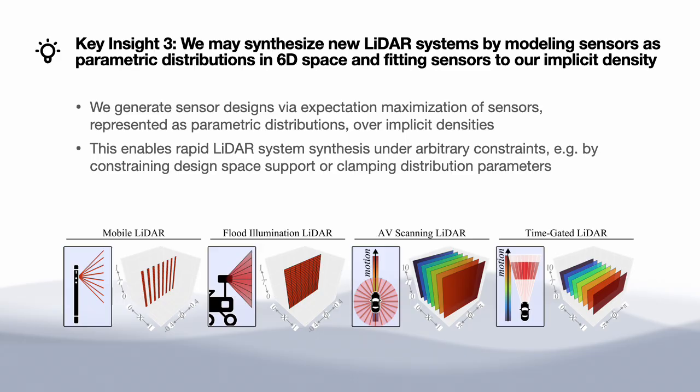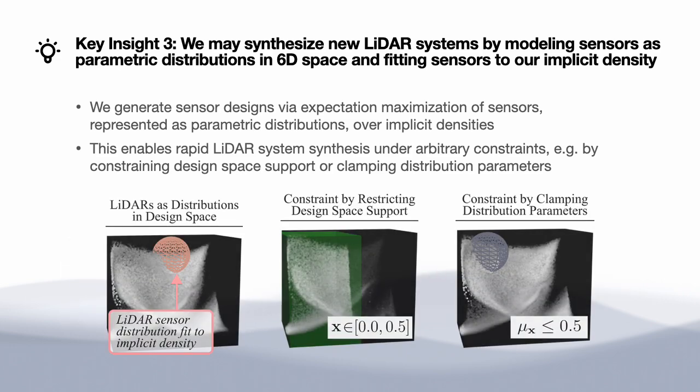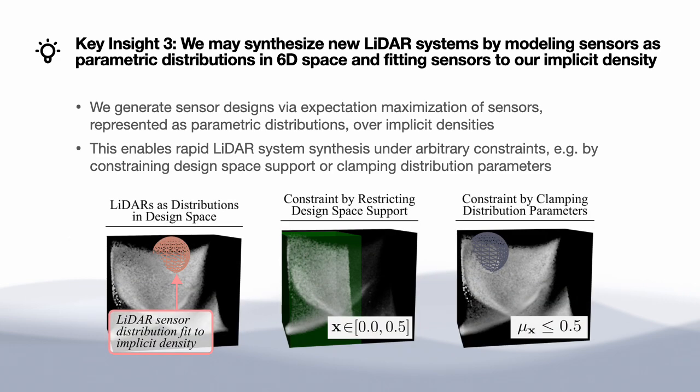Our final key insight is that we can synthesize new LiDAR systems by modeling sensors as parametric distributions in our 6D design space and fitting these sensor distributions to our implicit density. Recall that we earlier showed that we can represent existing LiDARs as volumes in design space. Similarly, to generate new sensors for a task, we can represent sensors as parametric distributions within our design space. Then we can fit these sensor distributions to our implicit density via expectation maximization. In doing so, we enable the design of both high-quality and physically realizable LiDAR systems.